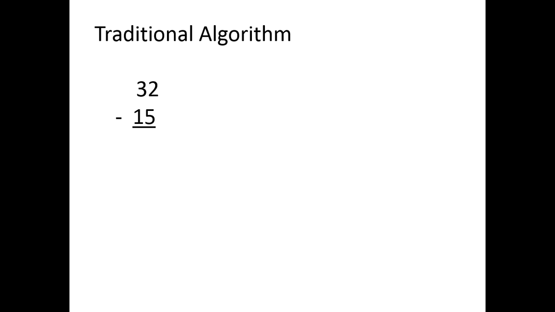What you could say is, I can't take 5 ones away from 2 ones. So I'm going to do some regrouping. I'm going to take one of those 3 tens and I'm going to regroup it. That would leave me with 2 tens. Now the 10 that I'm regrouping, I'm going to break up into 10 ones. Those 10 ones will add to the 2 ones and give me 12 ones.